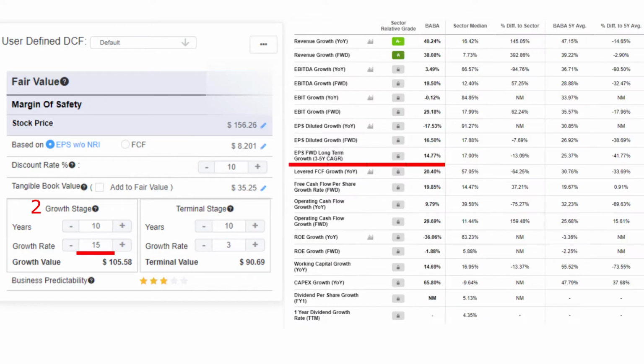But their earnings projections, if we look at current analyst estimates, are approximately 15% long-term growth over the next 3 to 5 years.